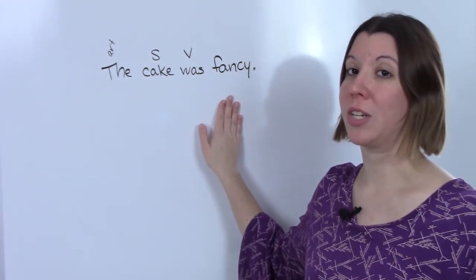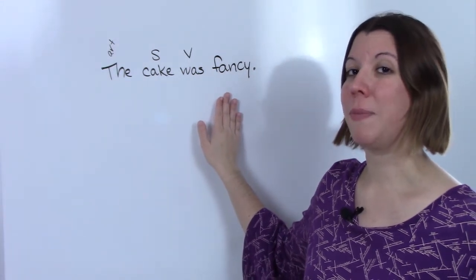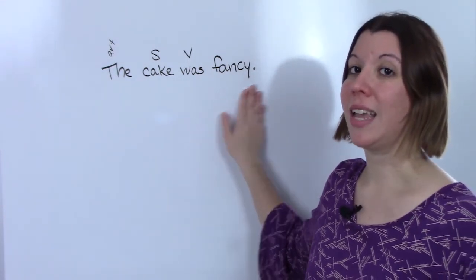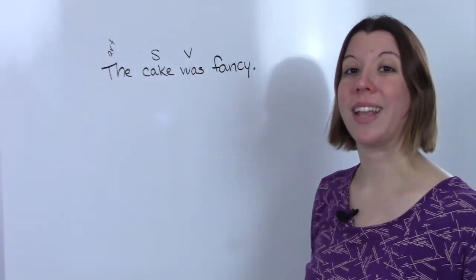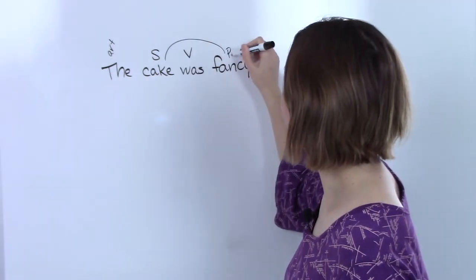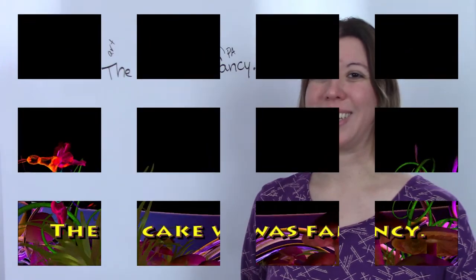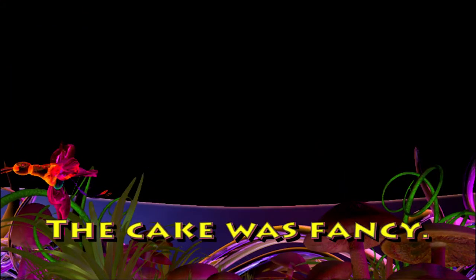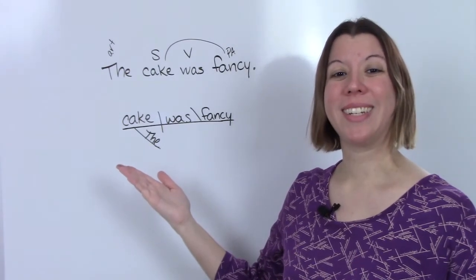Now, for the million-dollar question, is it attributive or predicate? Because it comes at the end of the sentence, and because no noun comes after it, fancy is a predicate adjective. Go ahead and pause the video, try that diagram. Does your diagram match mine?